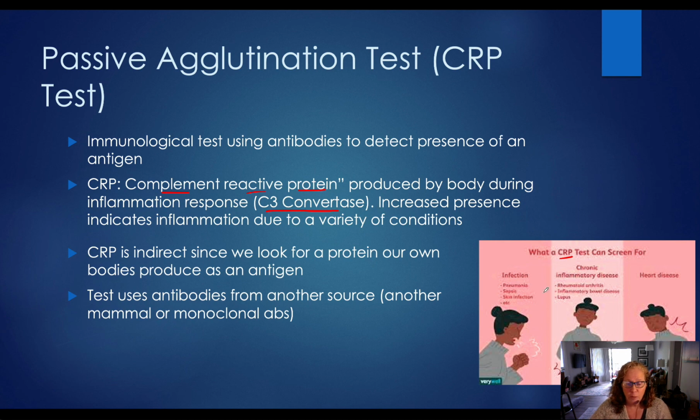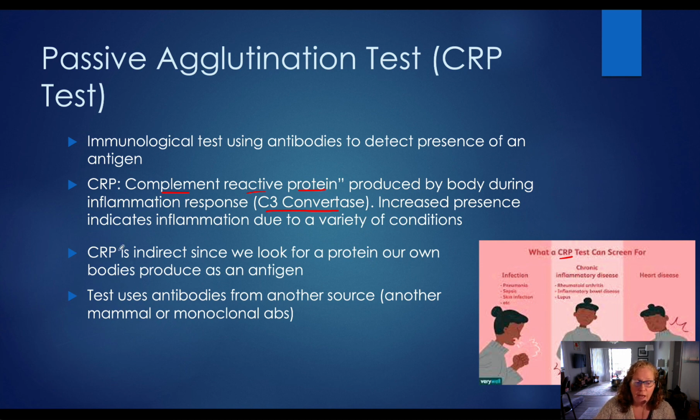And CRP is unique in that one of the effector functions of the C3 convertase activation of CRP activation is actually destruction of gram-negative bacteria cells. So it makes sense that during bacterial infections we would have an increase in CRP production.